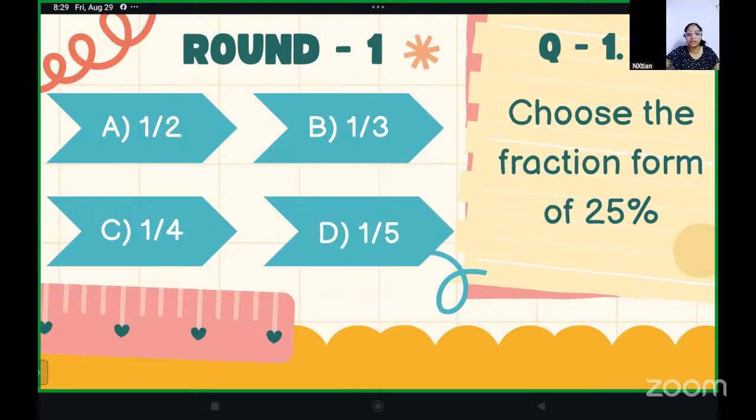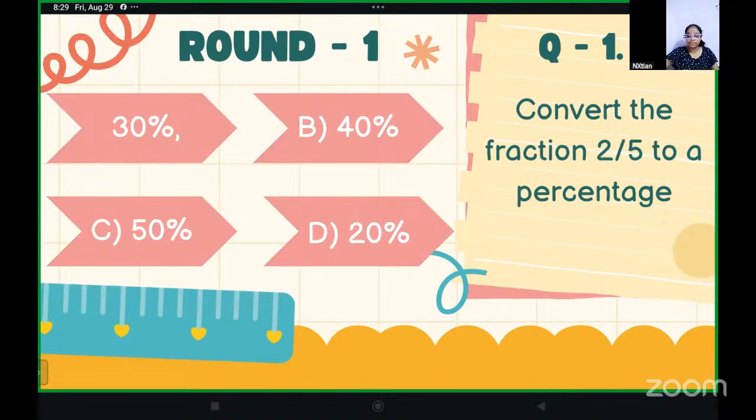Next question for Joshua. Convert the fraction 2 by 5 to a percentage. 50%. Okay.